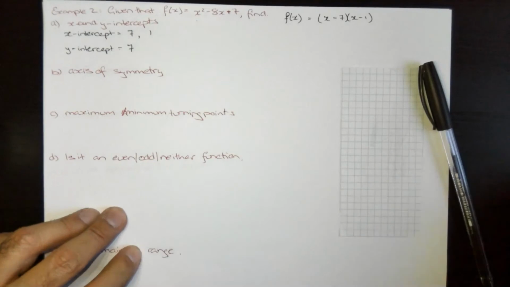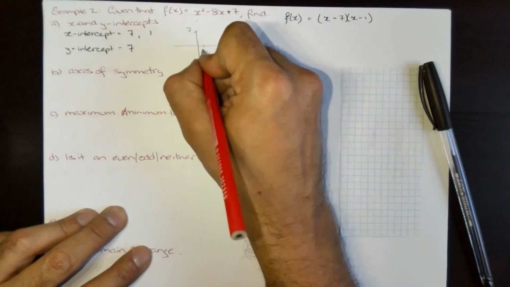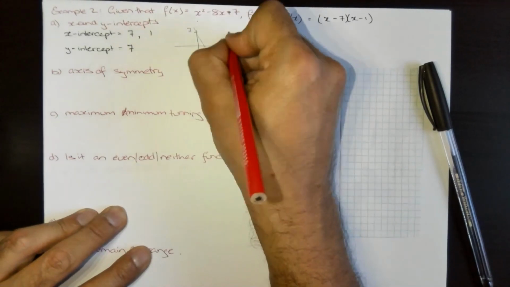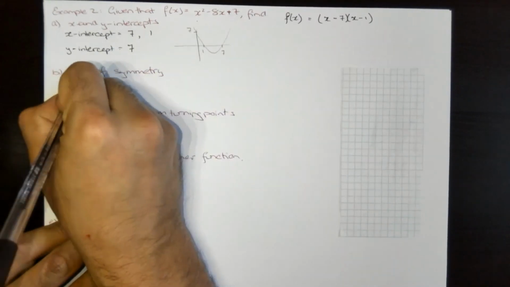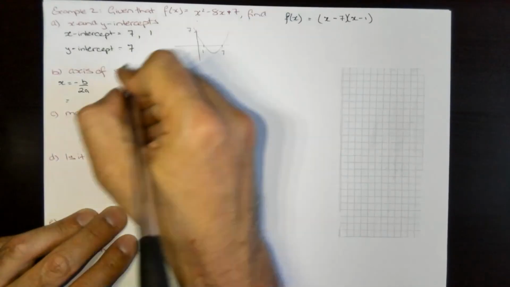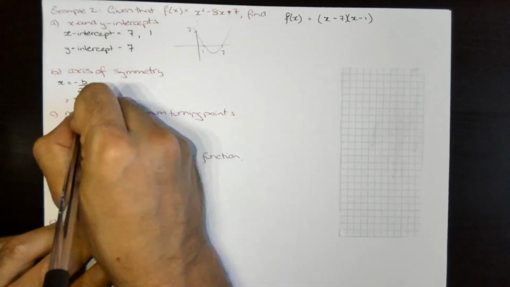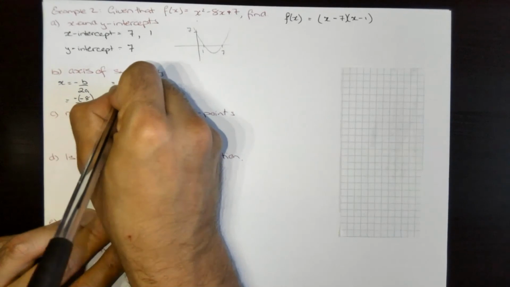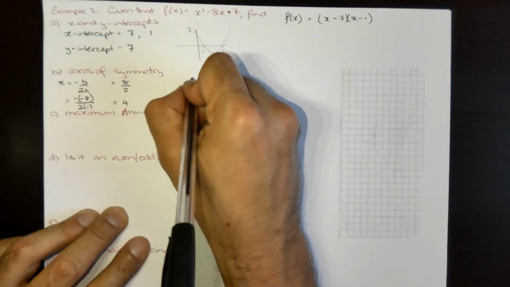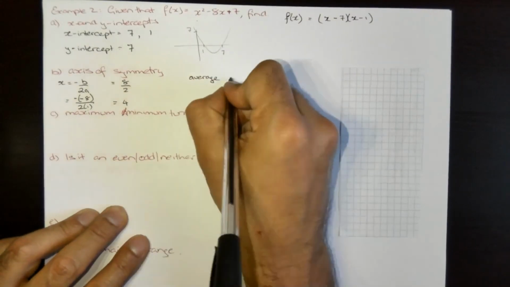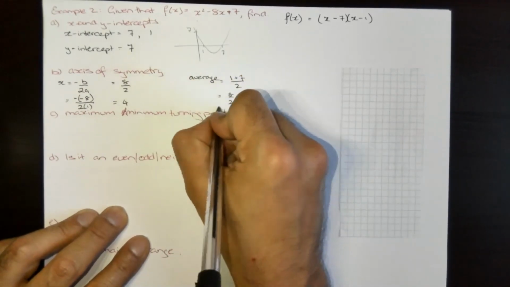Okay, if I sketch, I have up here a 7, and I have 1, and I have 7 here. It should look something like that. So for the axis of symmetry, let's use x equals -b over 2a. -b is -(-8), over 2 lots of a, which is 1. So that becomes 8 over 2, which is 4. And if we did the average of 1 and 7, that is 8 over 2, which is still 4.